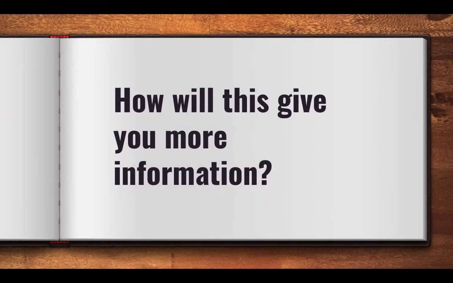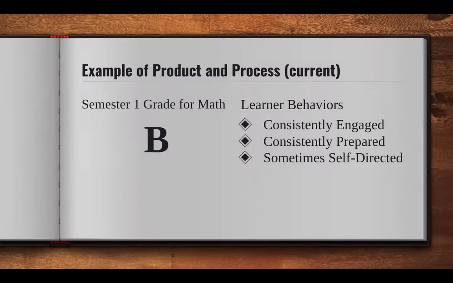You may ask how this will give you more information about your student and your child's progress. Take a look. If you received a report card, such as you have in the past, you're getting some information. For example, you'd get a grade for math that would be a B, and you'd have some learner behaviors. They're consistently engaged, so that would be marked with a 3, consistently prepared, marked with a 3, and sometimes self-directed, marked with a 2. Think about what information this gives you.